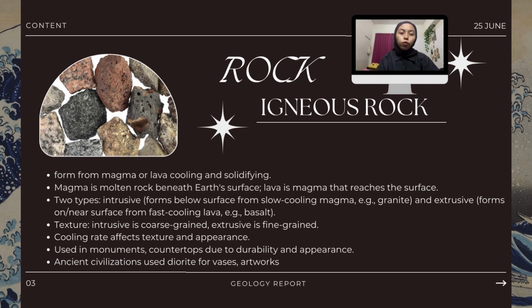Igneous rock forms from the cooling and solidification of magma or lava. Magma is molten rock beneath the Earth's surface, while lava is magma that reaches the surface. There are two types of igneous rock, which are intrusive rock and extrusive rock. Intrusive rock, which forms below the surface from slow cooling magma, has a coarse grain texture. Granite is a prime example of this type.